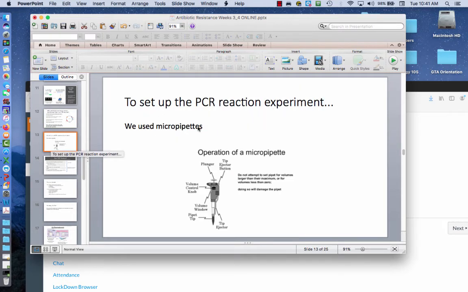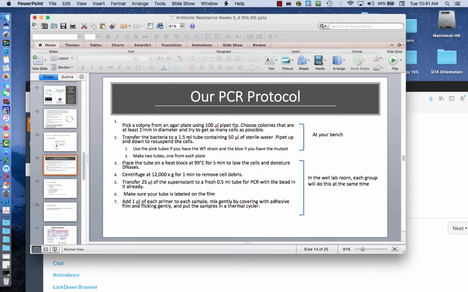All right, if you had come to class, we would have been using micropipettes to set up these reactions. Our PCR reaction specifically had quite a few steps. We had to pick a colony from the agar plate using the pipette tip. We transferred the bacteria to a 1.5 mL Eppendorf tube containing 50 microliters of sterile water. We pipetted up and down to resuspend the cells. We made 2 tubes, one from each plate, so we made a wild type strain tube and a transformed strain tube.